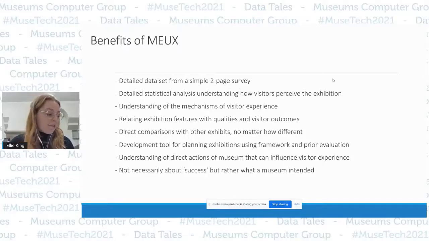So essentially we can plug in at one end from what the museum intends to do to then produce a particular quality and then produce an outcome. So we can understand what the direct actions of the museum are to influence that visitor experience. And just as a final point, that isn't necessarily about success, but about what the museum intended. So if we're intending it to be flat and rigid and open because of the pandemic, like we talked about earlier, is that coming across and is that being successfully communicated?